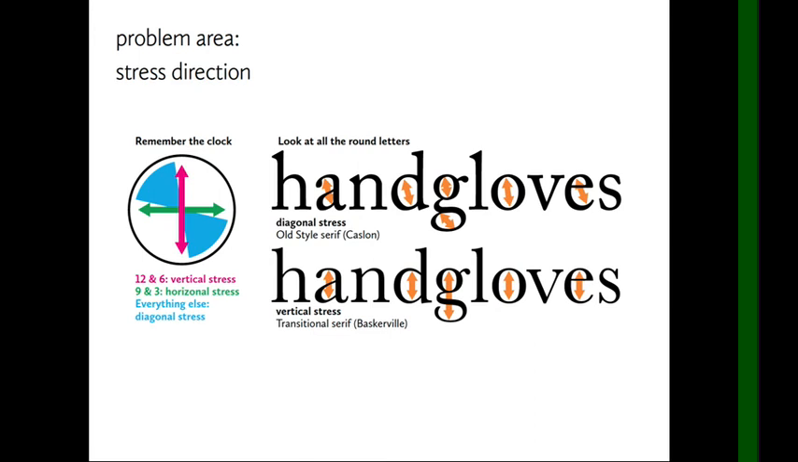A typeface with vertical stress, every curve has its thinnest part at the top and bottom. A typeface with diagonal stress, the angle may change from letter to letter. So look at all of the curved letters overall.